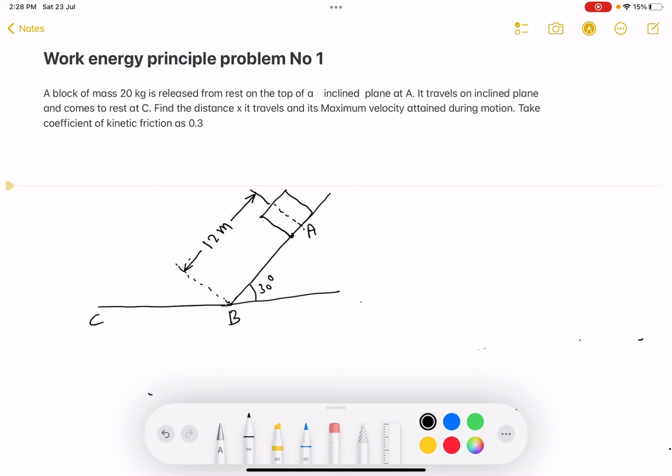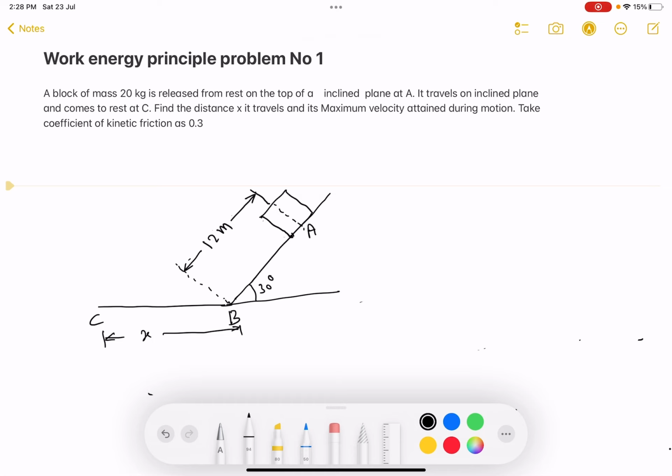Now that the distance x is between B and C. This is the distance x it travels, and also find its maximum velocity attained during motion. Take the coefficient of kinetic friction as 0.3. Now please remember that in a work energy principle problem, every problem can be solved by writing down a single equation.